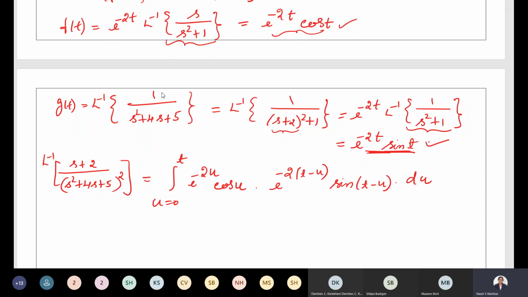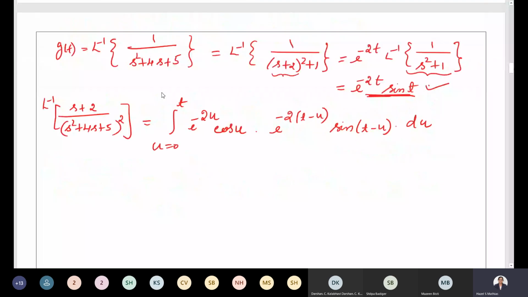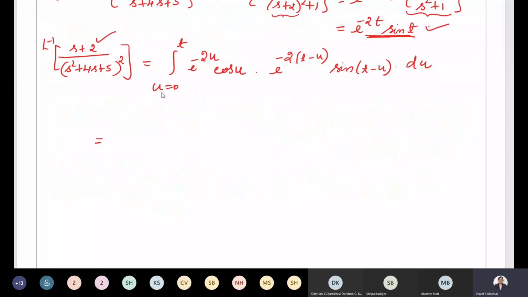Now let's evaluate this integral. On evaluating this integral, we will get the inverse Laplace transform of this function. So how shall we evaluate this integral? You can see over here we have e power minus 2u and here e power minus 2t plus 2u. When you combine these two terms, you get e power 0, which is 1. So only e power minus 2t remains, and you can take that e power minus 2t outside.